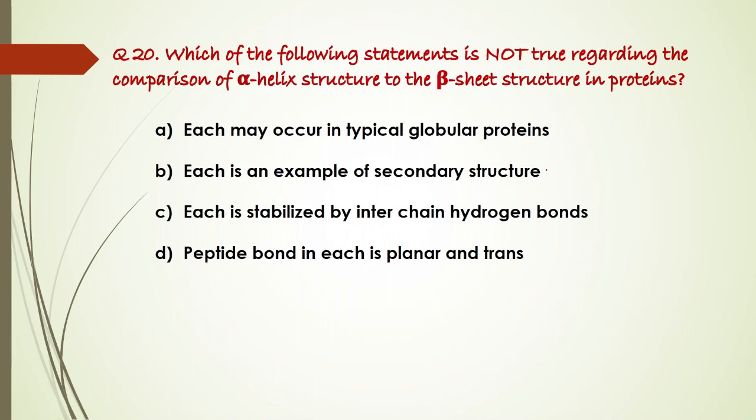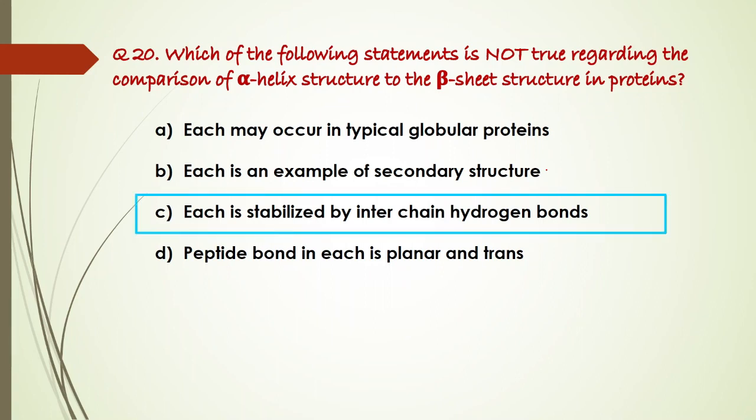You have to look at the sequence, whether it is forming alpha helix or beta sheets. But each may appear in globular proteins. Is this a wrong statement? No, it is a correct one. The next option is, each is an example of secondary structure. So obviously alpha helix and beta sheets are examples of secondary structure. All of us already know that. So that option is also a correct statement.